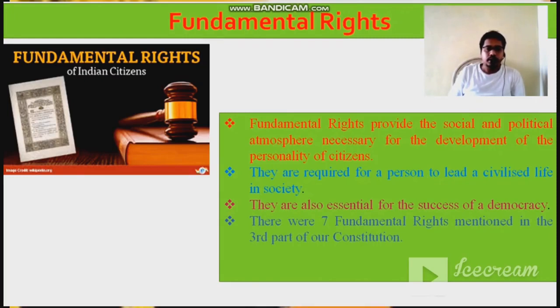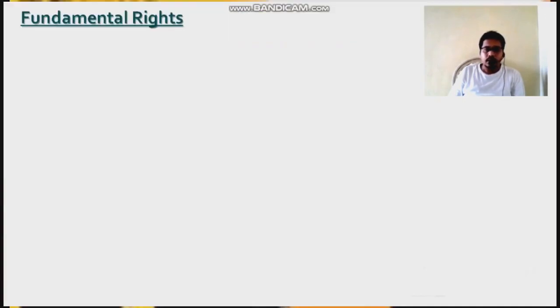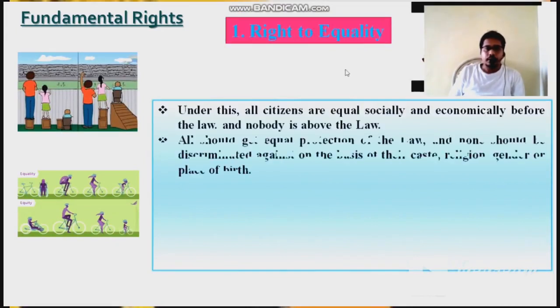Actually, there were 7 fundamental rights mentioned in the third part of our constitution. However, after the 44th amendment, the right to property was abolished. Now we have only 6 fundamental rights. First one, right to equality. Equality means equal. We all are equal in front of the constitution.